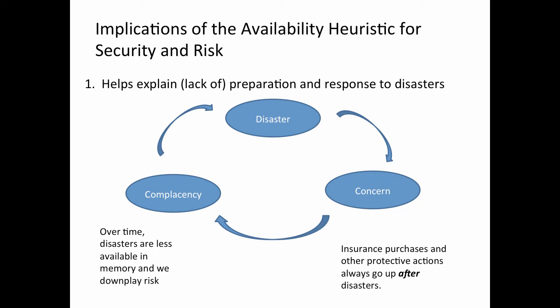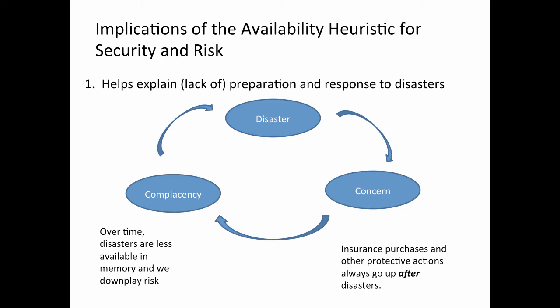But with time, disasters become less available in memory unless they're repeated. The fact that we had 2 floods in 2 years may keep people more prepared for them. But often disasters do not occur with regularity or frequency, so they become less available in memory, and we start to downplay the risks. We become complacent.